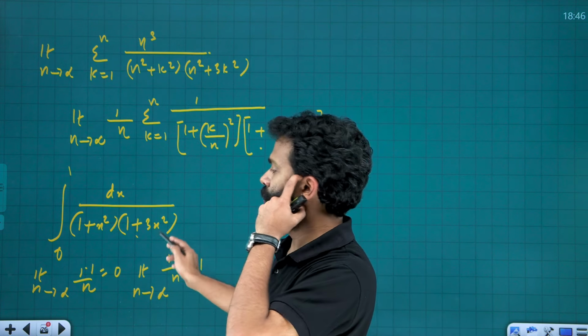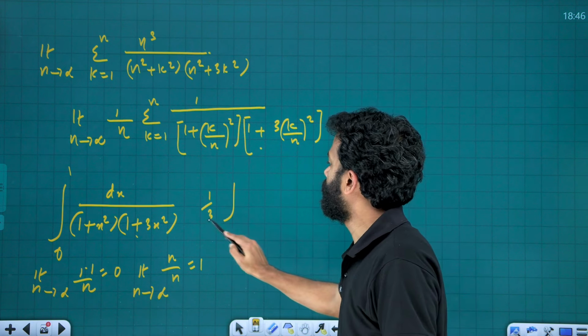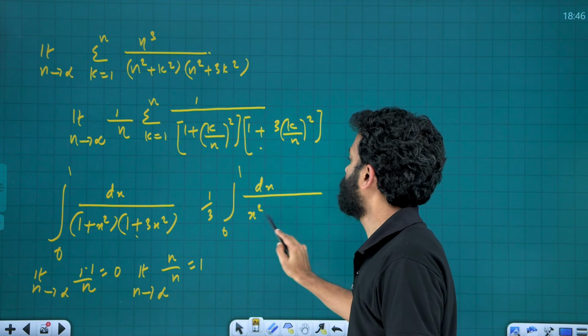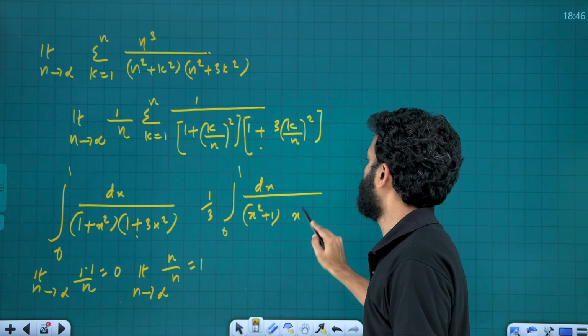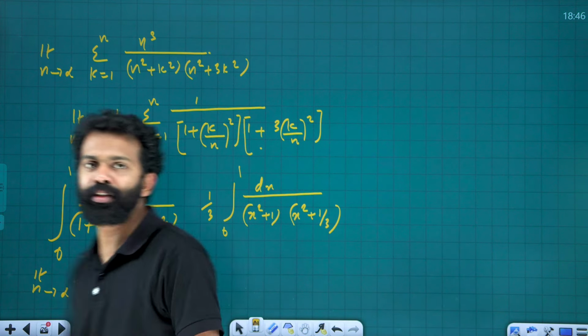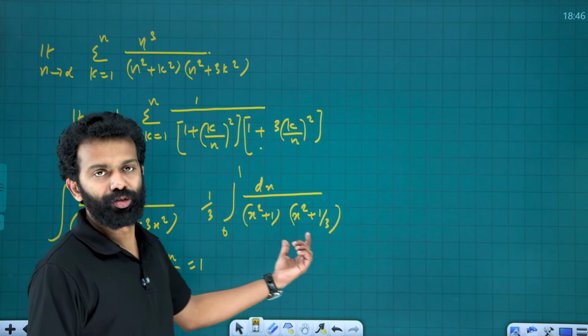To make the coefficient 1, let's take 3 outside. So it will be 1 by 3 into integral 0 to 1, dx divided by (x square plus 1) into (x square plus 1 by 3). It will be like this: x square plus 1 into x square plus 1 by 3. Okay, so you know how to split this, right?